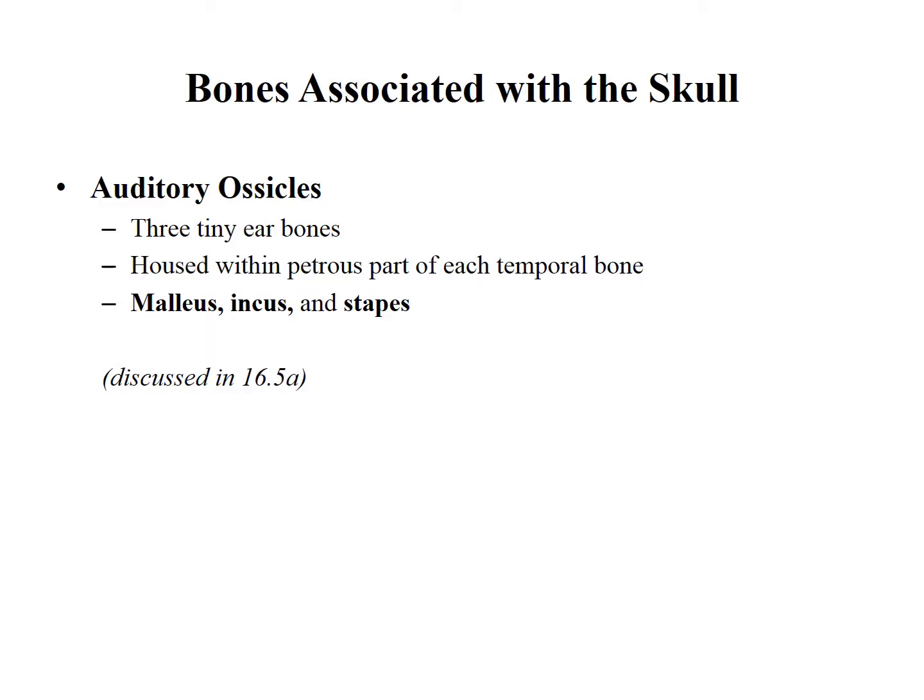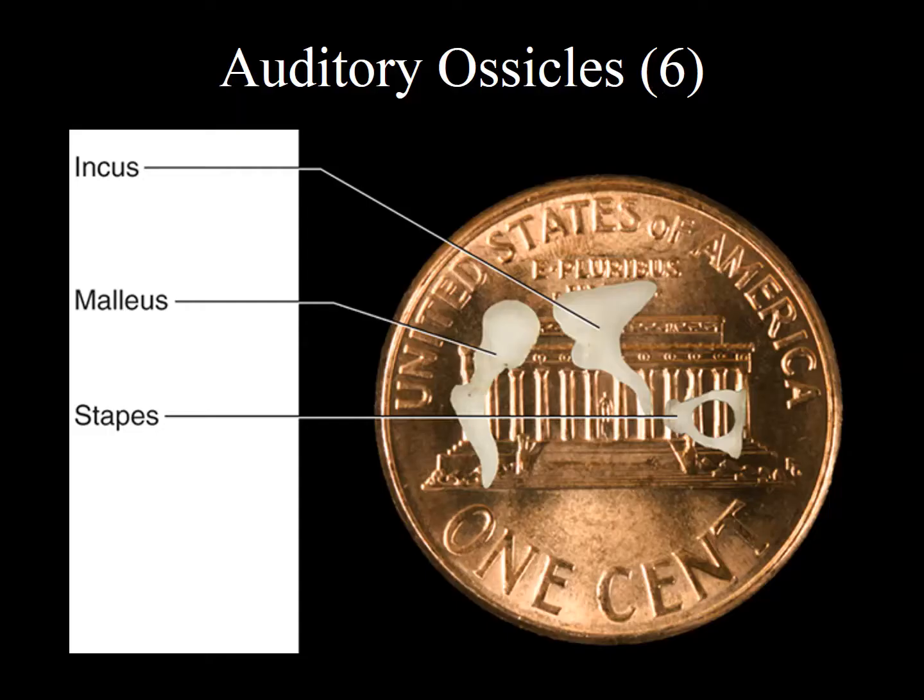Other bones associated with the axial skeleton within the skull would be the auditory ossicles. Now we are going to go over the auditory ossicles in more detail when we get into Chapter 16. So just as a slight review here, the three auditory ossicles we have form the smallest synovial joints in the human body, and they are called the malleus, incus, and stapes. And this is a fair representation of the malleus, incus, and stapes and how they compare to the size of a penny.